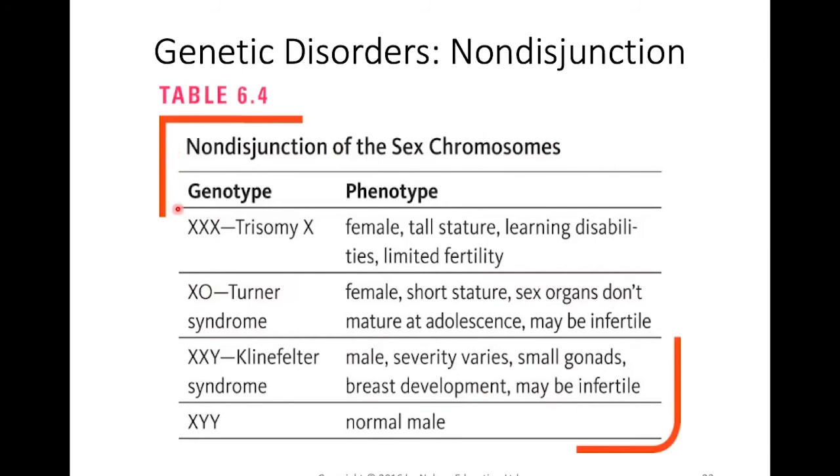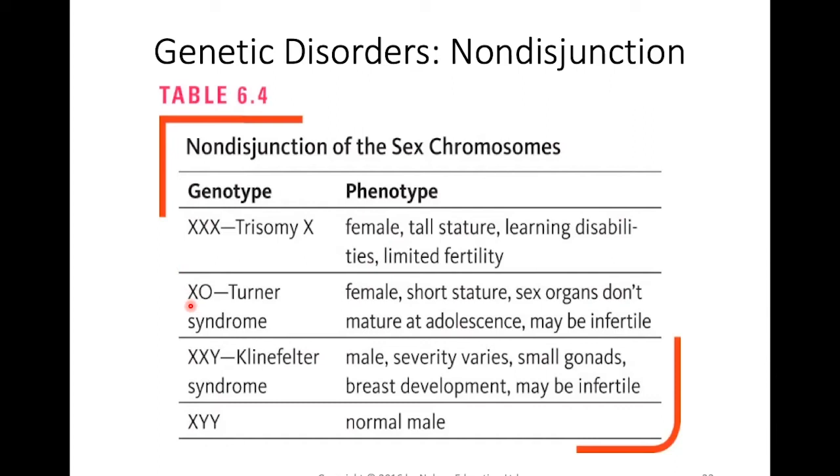Now, non-disjunction with the X, where you end up with a trisomy of X chromosomes, 2 from the mother and 1 from the father, ends up with trisomy X. And now the phenotype that is expressed from that genotype: female with tall stature, learning disabilities, and into adulthood, fertility issues may persist. XO, which is known as Turner syndrome, where there is only a single X chromosome.